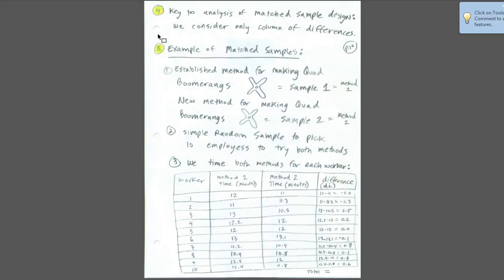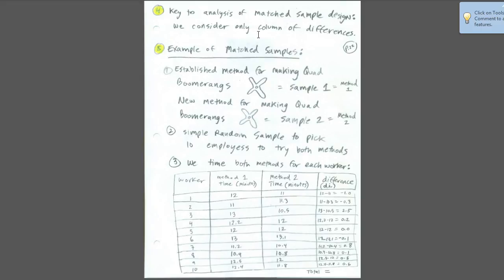Here's the example we're going to do. And the key to the analysis of matched sample design is we consider only the column of differences. And right here, here's the column of differences. So we'll just have one column that we calculate the mean and standard deviation from.